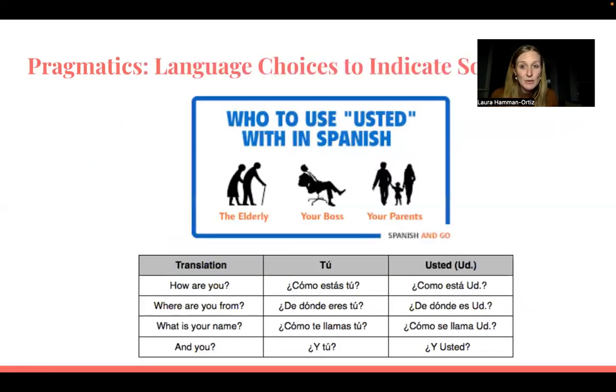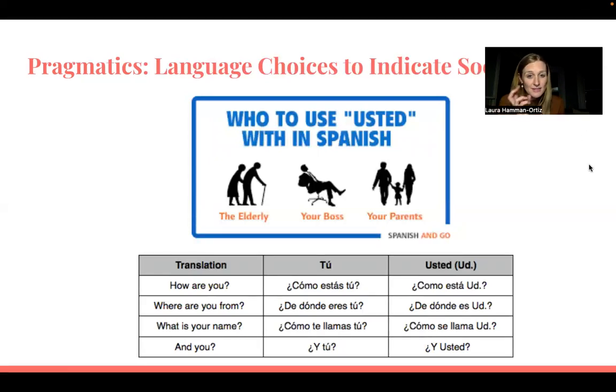So one example of language choices to indicate social status is in Spanish, the distinction between different verb forms, which we don't have in English. But in Spanish and in other Romance languages, there are different verb forms that you use to indicate a more formal tone. So if you're talking to someone, this gives an example here, your parents, your boss, the elderly, someone of higher status than you, or someone with whom you want to use a more formal register, you use a different verb form altogether. So the more informal form is tú, and the more formal form is usted.